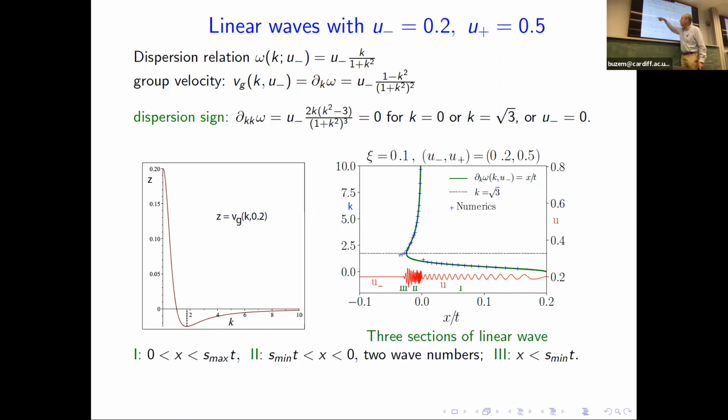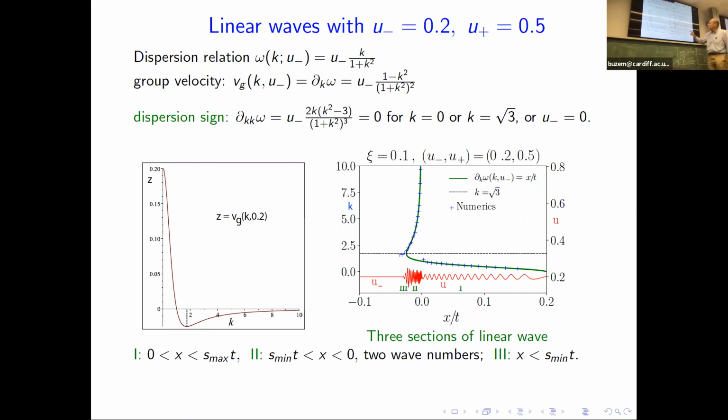And it goes to the limit 0.2 as k goes to 0, and it goes to 0 as k goes to infinity. The same shape, this VG curve, on its side is here, where I've got k on the y-axis, but now I'm plotting against the solution and plotting how k varies as I move through this linear wave.